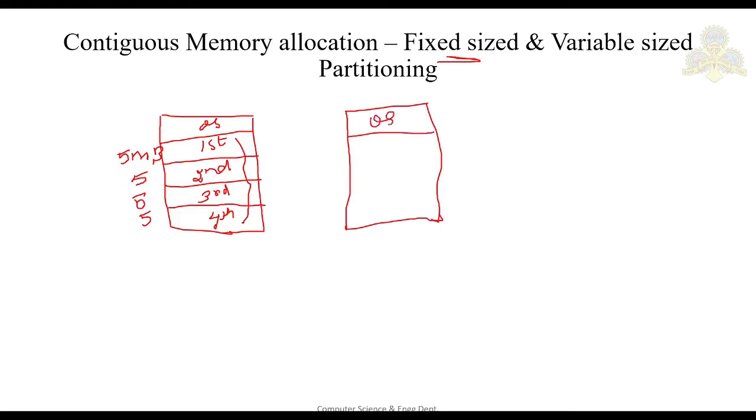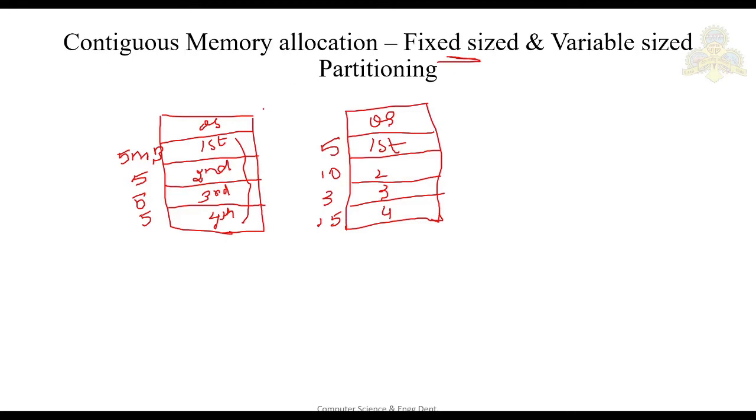Suppose this is your main memory, then you have fixed parts. The partition will not be variable size; the parts would be fixed, but it is of variable size. Suppose this is your first part, second, third, and fourth. Say the first part has a maximum capacity of 5 MB, the second part is 10 MB, the third part is 3 MB, and the fourth part is 15 MB. Okay, so this is your fixed size and variable size partitioning.